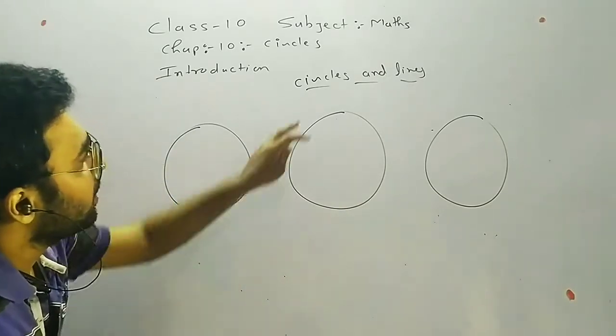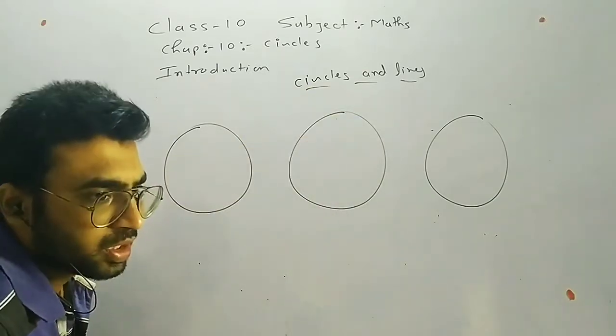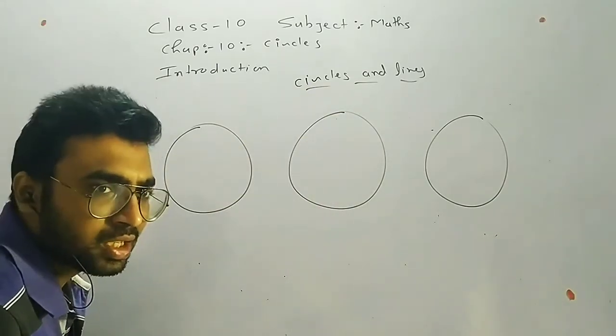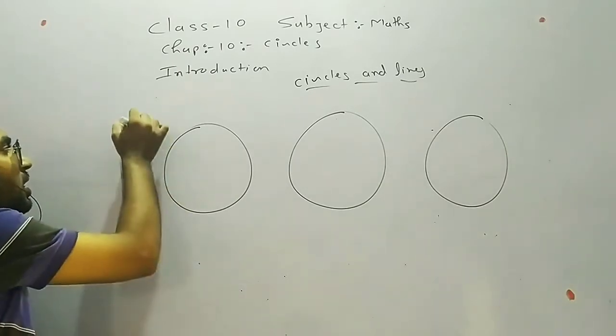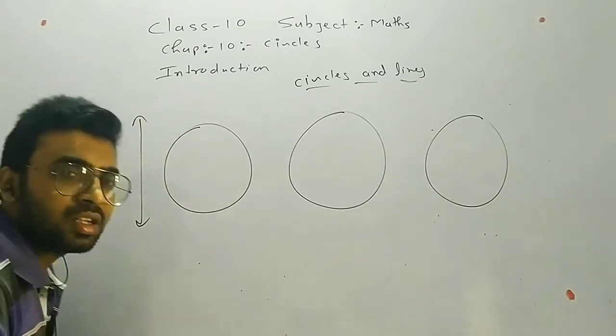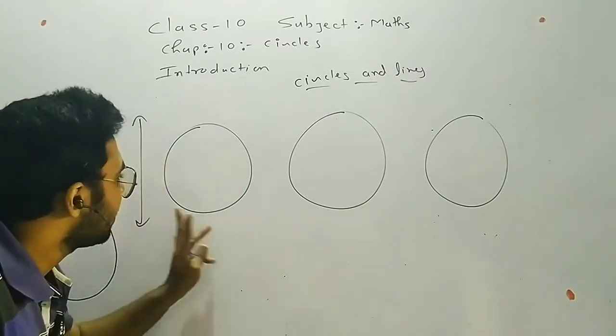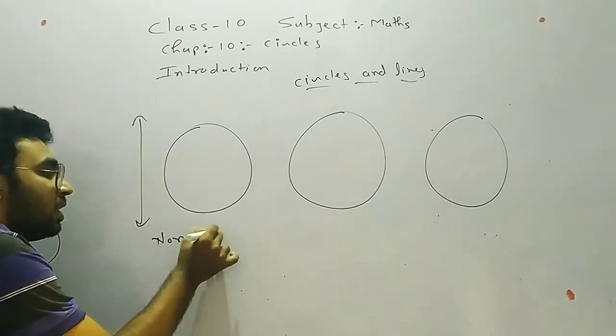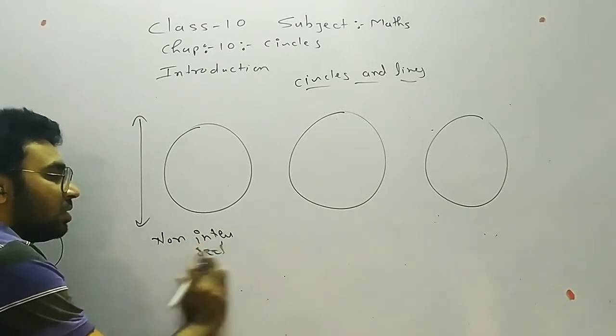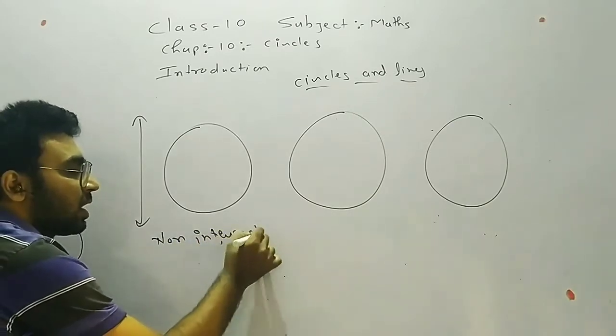So what happens when a circle and a line are joined? There are mainly three categories. First case: the line is not intersecting the circle. That is also called non-intersecting.